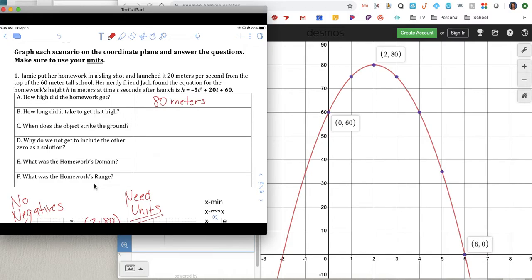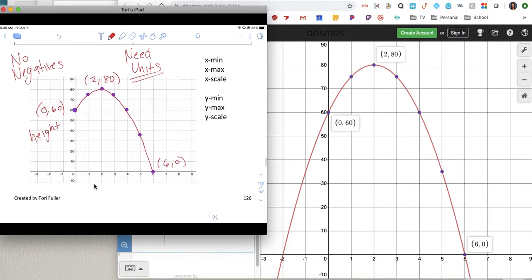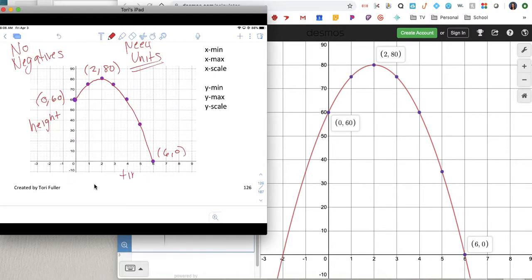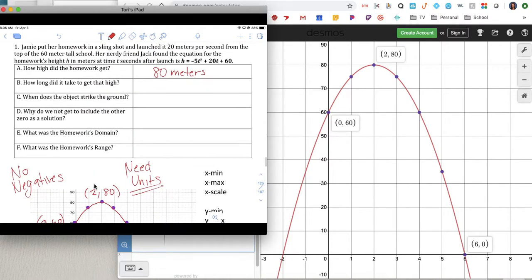How long did it get that high? Well, now I need my time. So remember, my x-axis is time, and in this case, it's going to be seconds. How long did it take to get 80? Well, that's this number right here, 2. So it took me 2 seconds to get 80 meters high. You can just put seconds, okay?